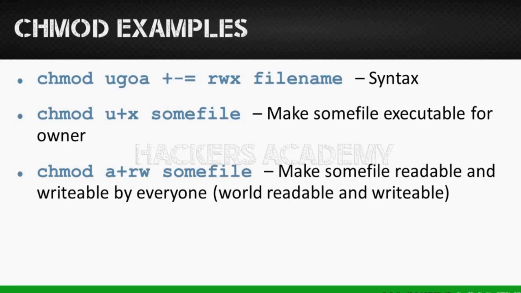So for example, if I want to make a file executable for the owner, I would do chmod u+x and the file name. If I want to make a file readable and writable by everybody, I would do chmod a+rw and the file name. So in the last example, I'm saying change mode for all, add the read and write permissions to that file. And this is what we call world readable and writable files. World writable files, by the way, are a big security misconfiguration. We'll learn more about that in other advanced courses.